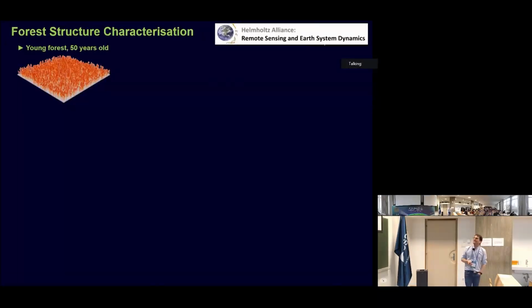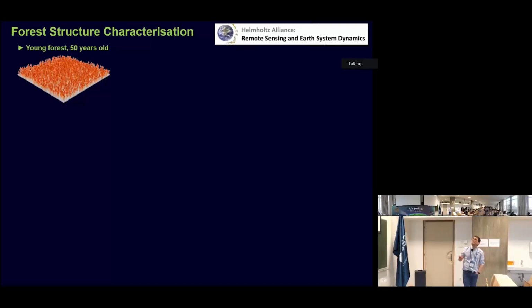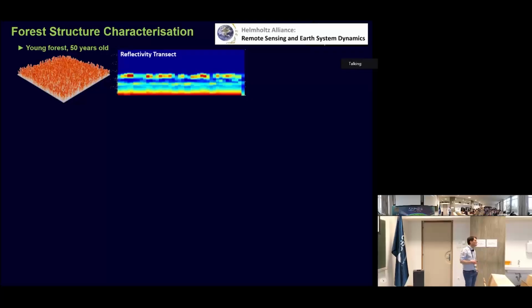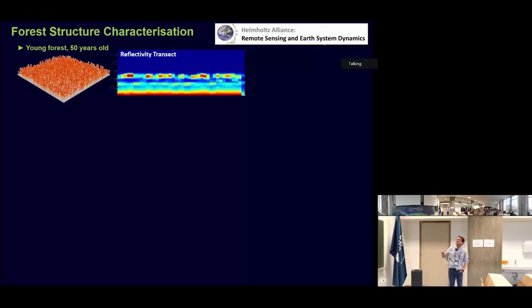But let's see it. So we started from simulated data. So you have a young forest. In a young forest, you see more or less some homogeneity, if you like, but short trees. You can simulate reflectivity. We took just a simple model and we simulated the reflectivity. We took a transect somewhere, and you see that along this transect, all the profiles look the same. They're very homogeneous. You have basically almost no gaps.